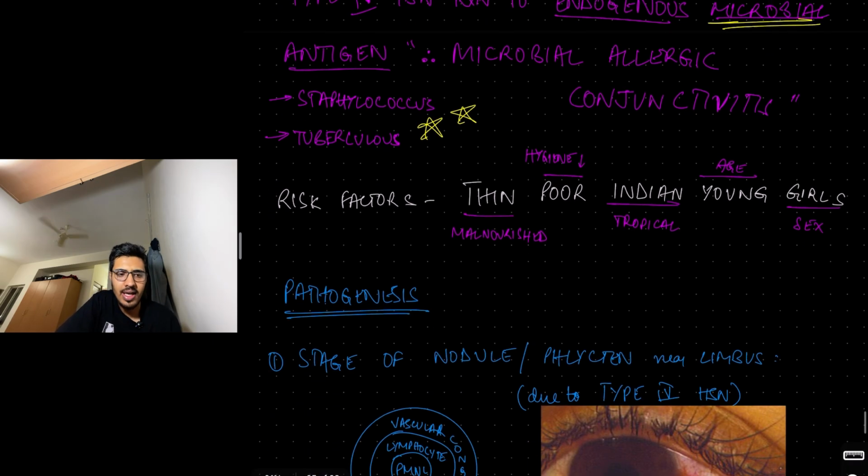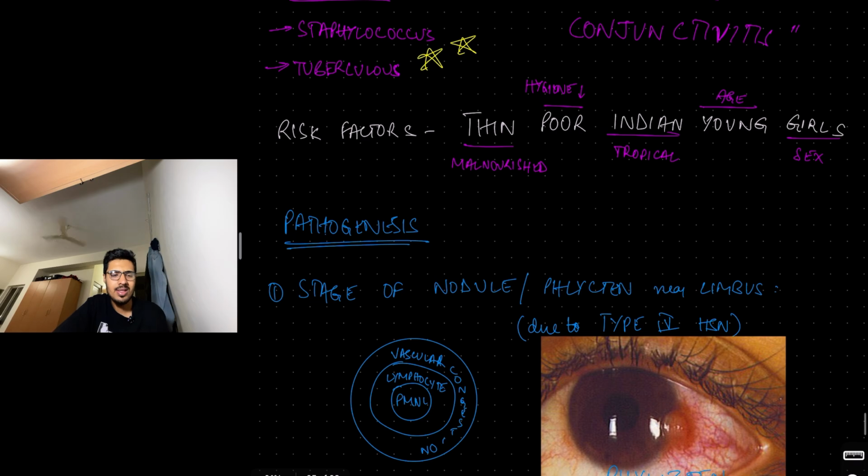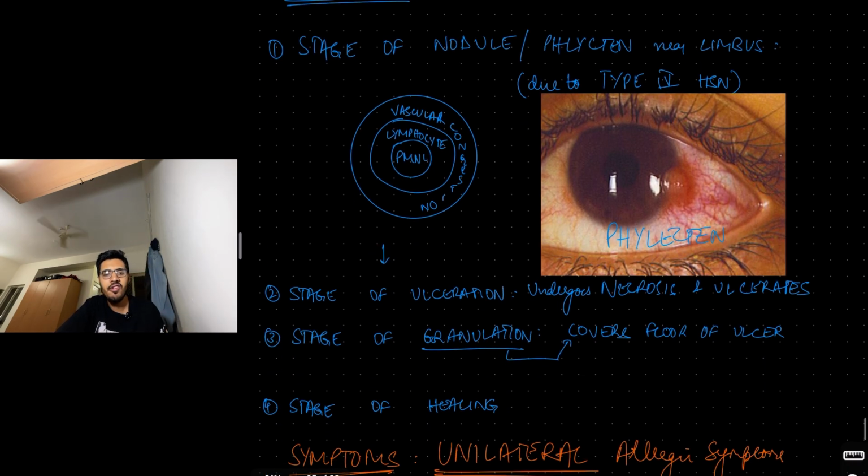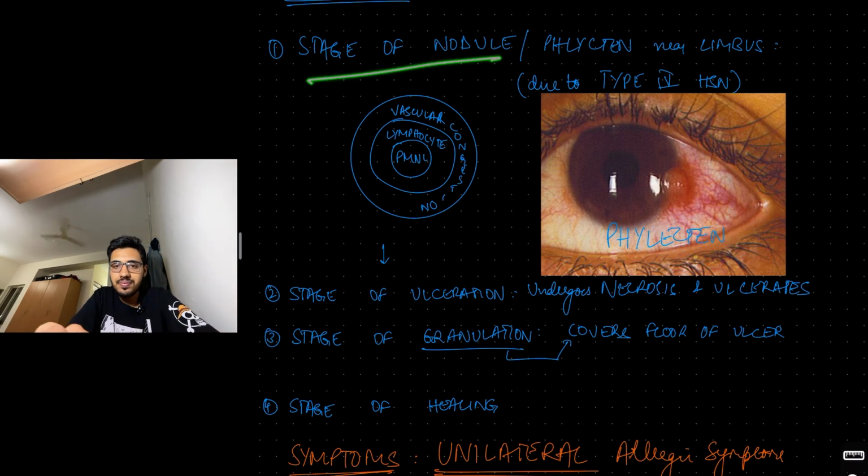Here also there are risk factors. How will you remember? I've just put a simple sentence: thin, poor, young Indian girls. Now thin because of malnourishment, poor because of poor hygiene, overcrowding, etc. Indian, tropical countries, warm weather, young age, and more common in the female sex. That's why girls. Then coming to pathogenesis. Pathogenesis, it passes through 4 stages. First, you have a nodular stage, where it is present near the limbus.